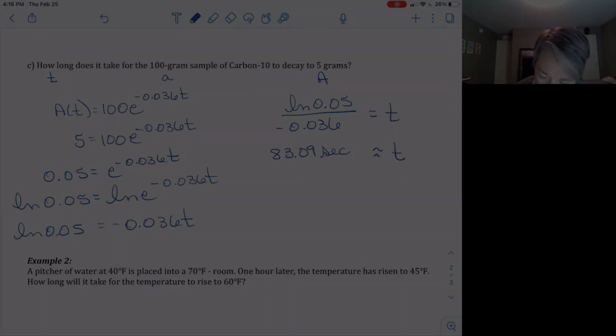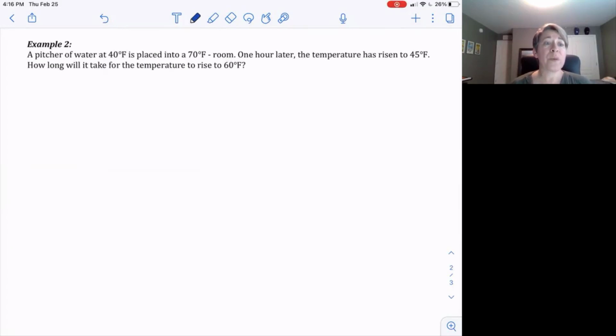In our last example, we have a pitcher of water at 40 degrees Fahrenheit that is placed into a 70 degrees Fahrenheit room.